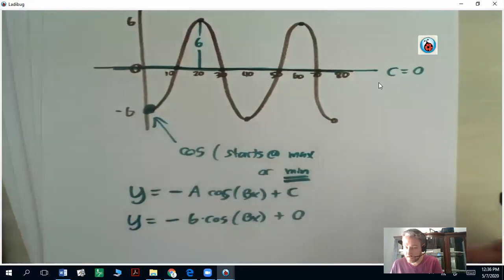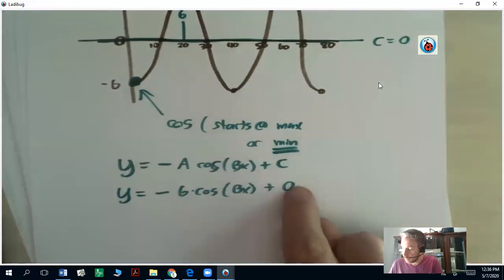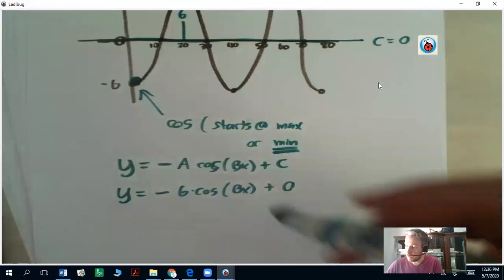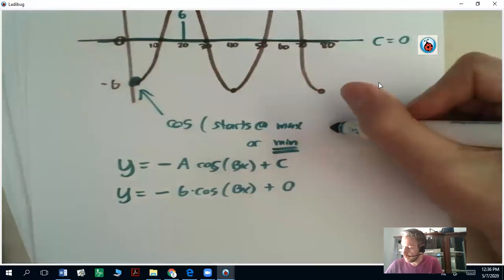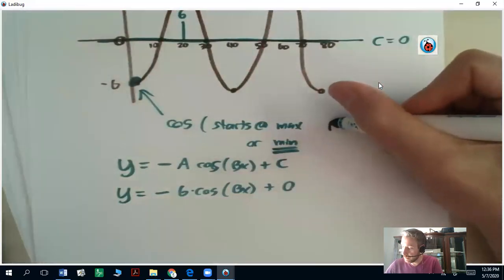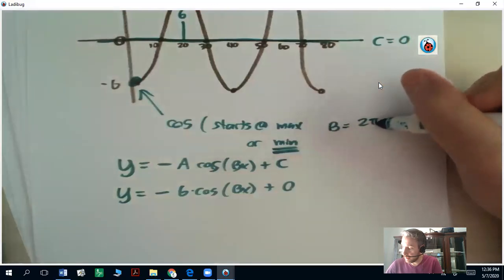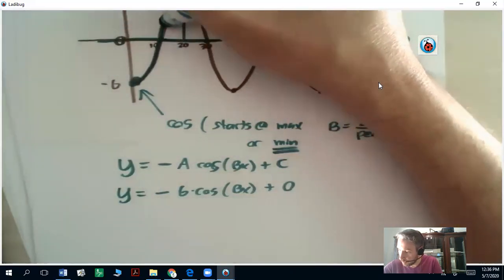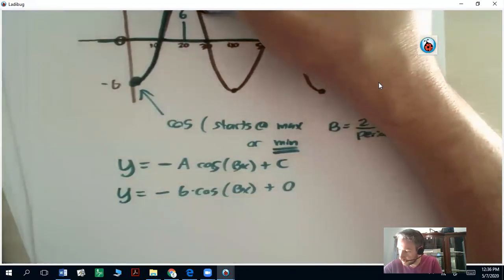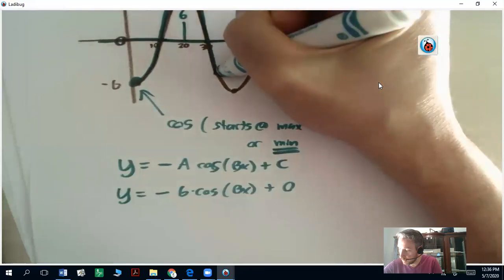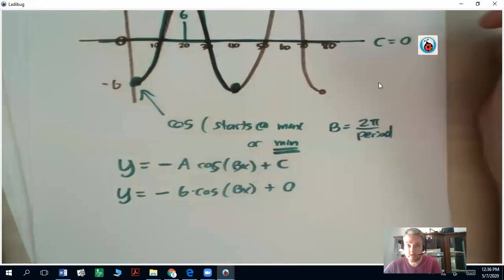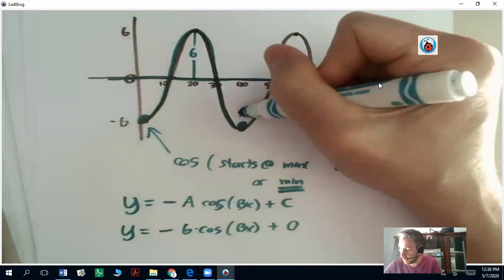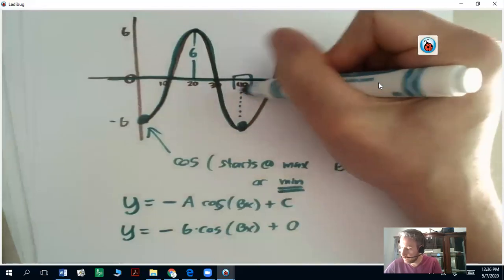Now the b value here, talking about how do you get the period? Remember, the b is 2 pi divided by the period. So the period with the cosine, it's all about peak to peak, right? So it's going to start at the bottom. It's going to start over again right here. And its period matches up with the x value of 40.